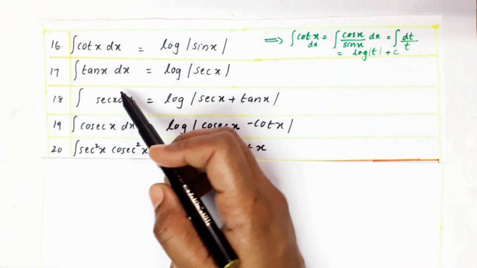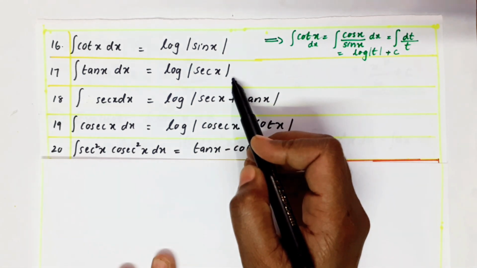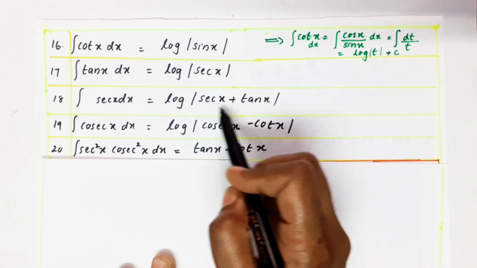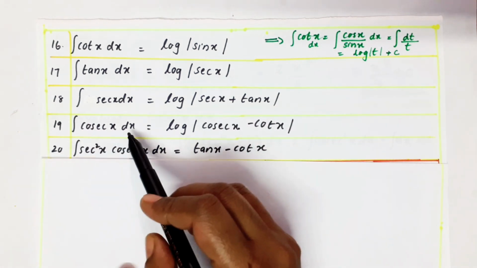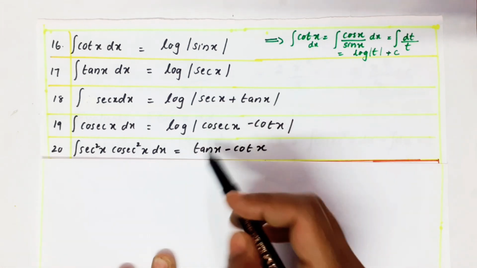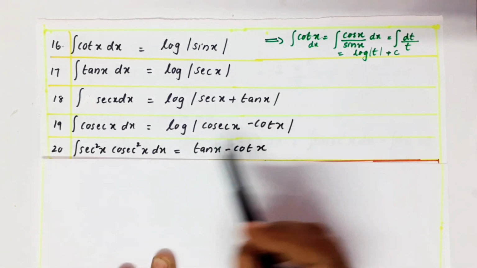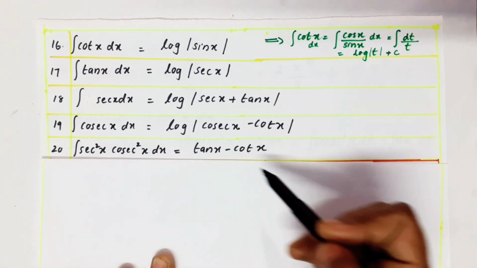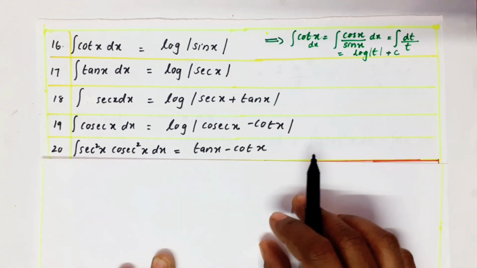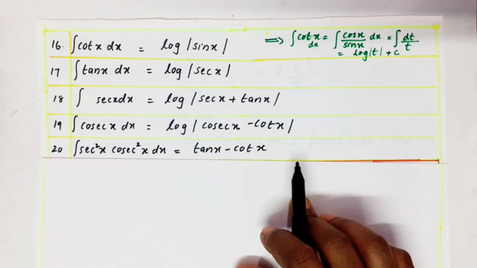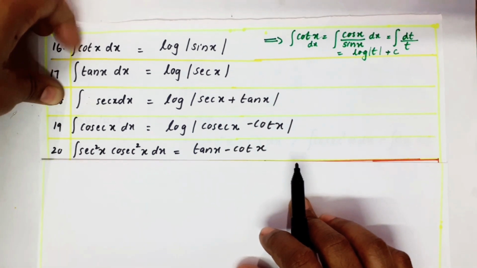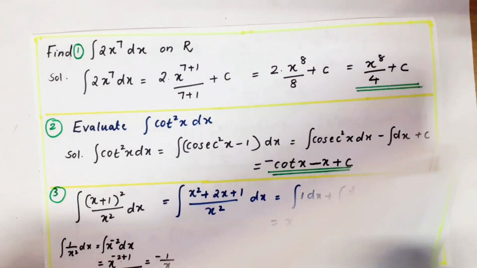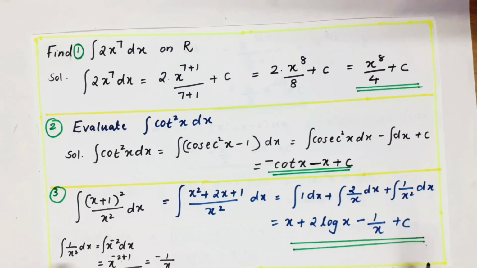Same like that, integral of tan x is log sec x. Integral of sec x dx is log of mod sec x plus tan x. Integral of cosec x dx we can write log of mod of cosec x minus cot x. Integral of sec square x cosec square x we can write as tan x minus cot x. These are the few standard formulas and standard results, right? Next, I'll go for a few questions.